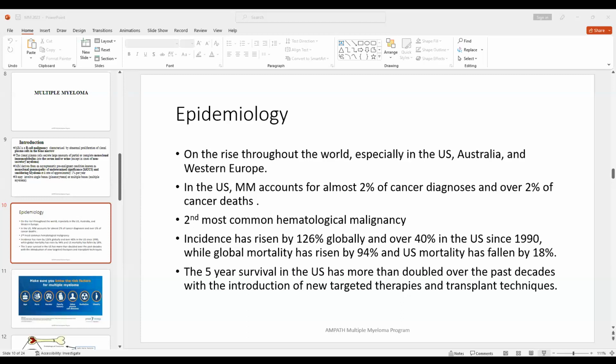It's also important to appreciate the 5-year survival, and this is just from the US. It has doubled over the past decades, with the introduction of these targeted therapies, and then transplant as an option of treatment. And that's why we are also continuing to speak about this, so that we can be able to assess what is our access to these targeted therapies and transplant options.